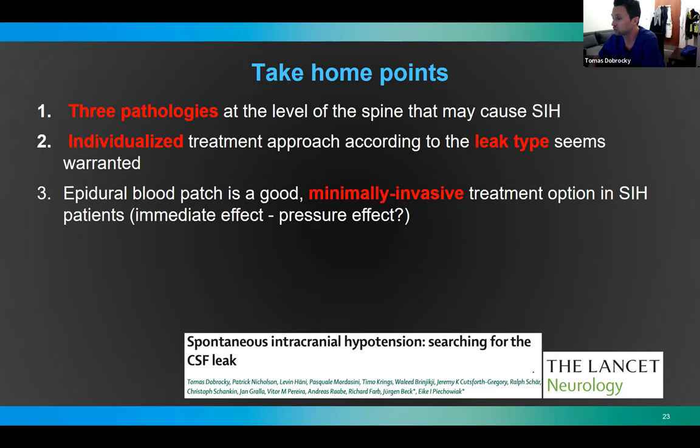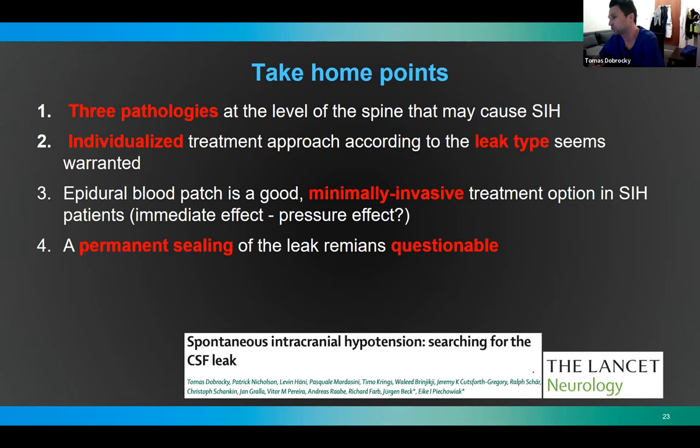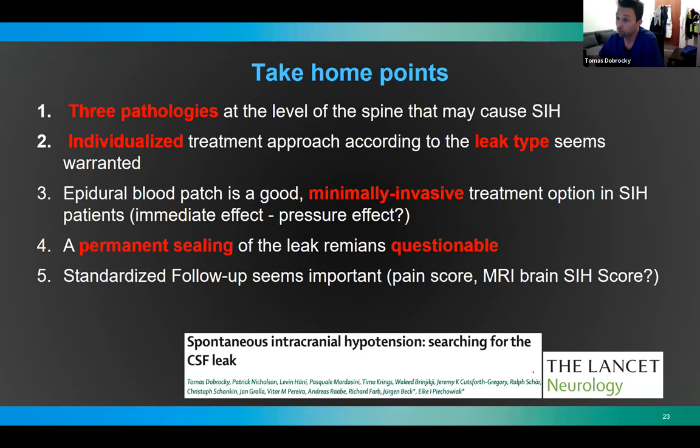However, the permanent effect of the therapy remains questionable because, as I demonstrated, the permanent sealing of the dura remains a theory. It is important in order for all kinds of therapies in SIH patients to have a standardized follow-up and bring those patients back in to really see if that leak has been sealed. And if there is no improvement after blood patch, you definitely should consider a surgery or EMBO in CSF venous fistula.